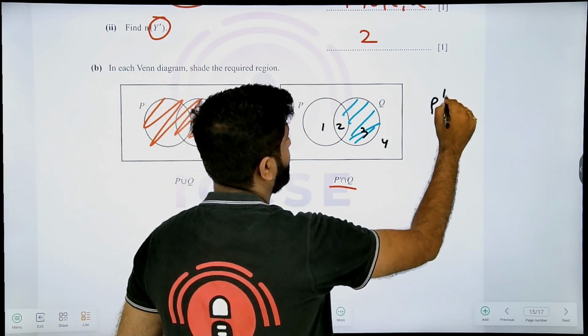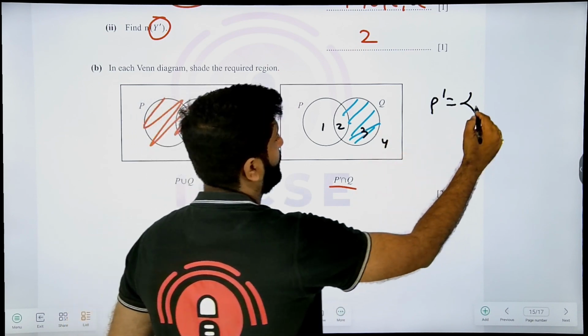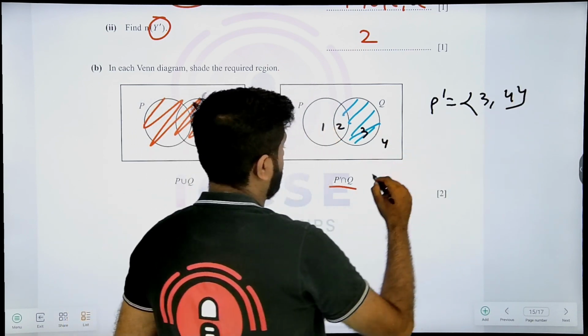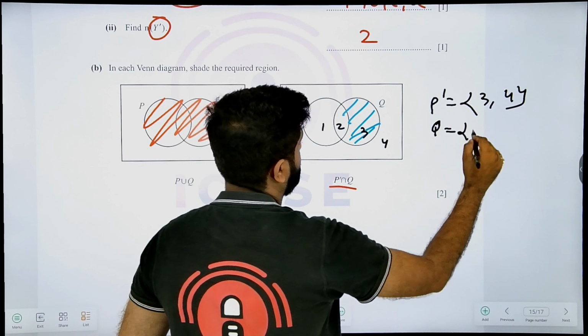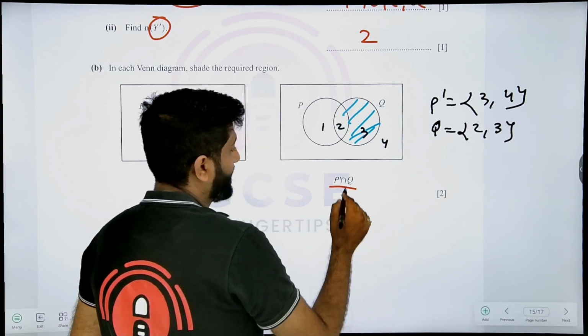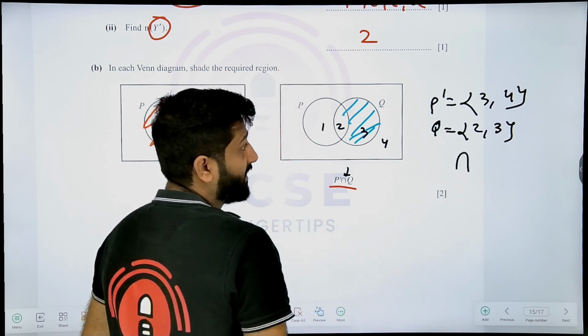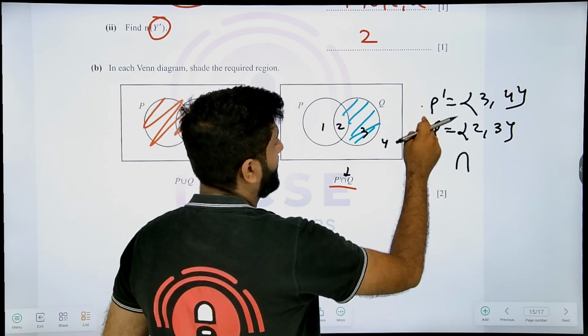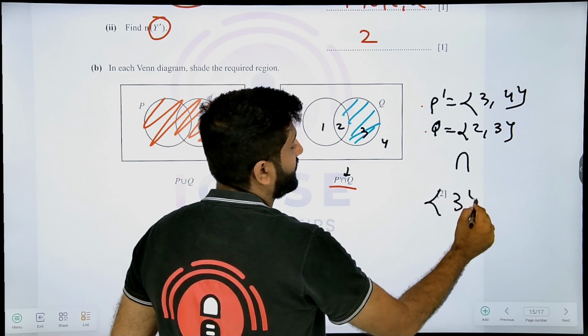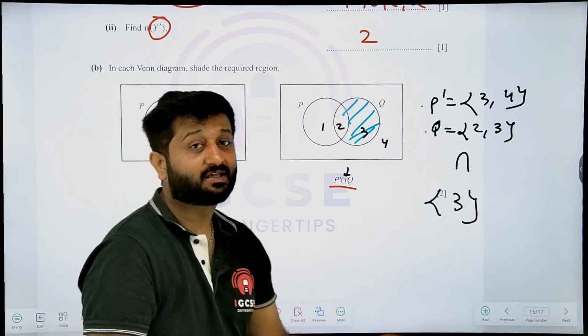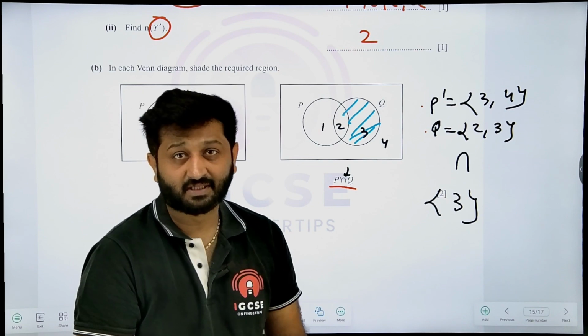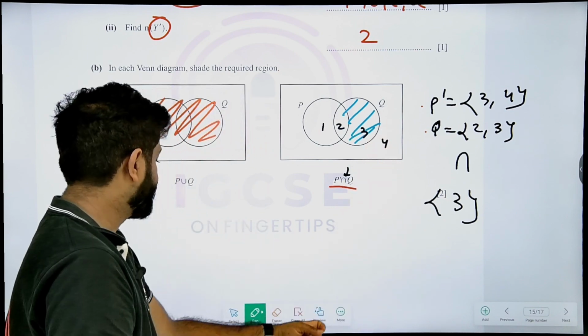So what is P dash, guys? P dash is 3 and 4, something that is not a part of P. What is Q? Q is 2 and 3. Now what is the sign in between those terms? The sign is of intersection. Intersection means common. What is common in P dash and Q? The only element which is common is 3. So I'll shade the part wherever 3 is, which means this part.